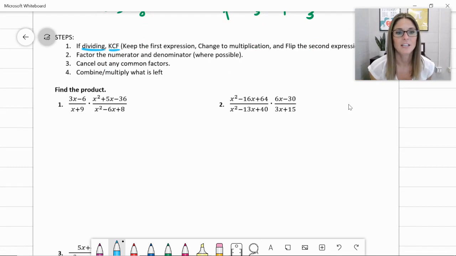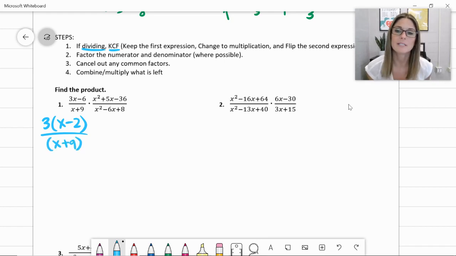So number one, you see we have two rational polynomial expressions that are being multiplied together. So I'm just going to start off top left, 3x minus 6, start with factoring it, seeing what I can do. So 3x minus 6, I can take out a GCF of a 3 and have x minus 2 left over. I'm going to go ahead and finish that expression. The denominator x plus 9, nothing I can do there. I am going to put parentheses around it so I'm not tempted to just cancel the x out and not the entire factor. It is multiplying.